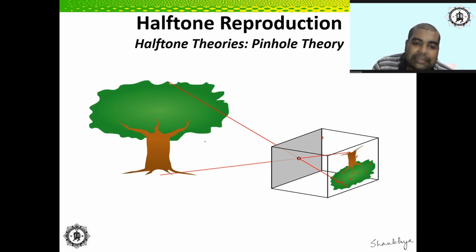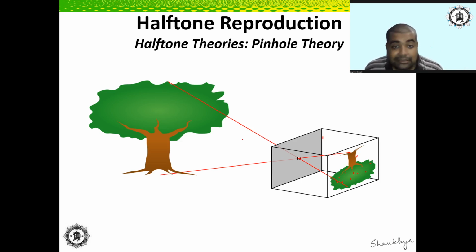So what this theory is basically stating is that this image is made out of an innumerable number of images of that lens aperture. The image that you are getting on the film is made out of innumerable lens apertures in itself. So this is basically the pinhole theory of halftone photography.